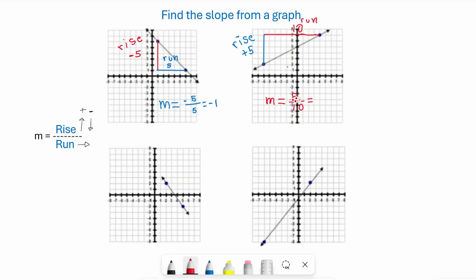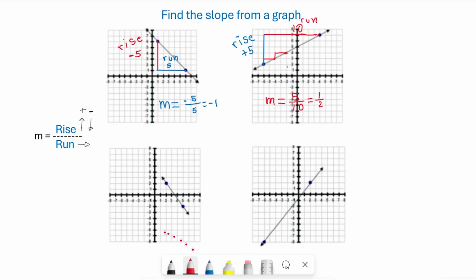And we can reduce by 5. 5 divided by 5, you're gonna get 1. 10 divided by 5, you're gonna get 2. So according to this, the slope should be 1 unit going up and 2 units to the right. And then one more time, 1 unit up, 2 units to the right.